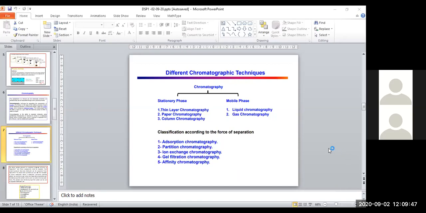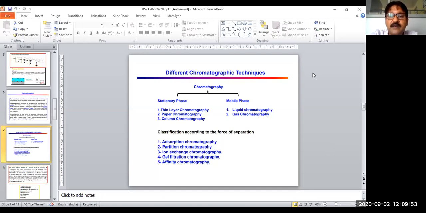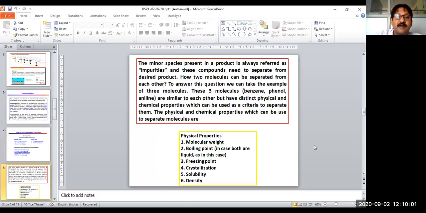Okay, this is all about chromatographic techniques, which are classified according to the force of separation. Coming to how these will be separated: usually the minor components are called impurities, and the major components are called the product. Suppose you take an example of three components, benzene, phenol and aniline. If you want to separate them, how is it possible? It is possible based on their physical properties. If you check the boiling points, you can use distillation. So it is one method.